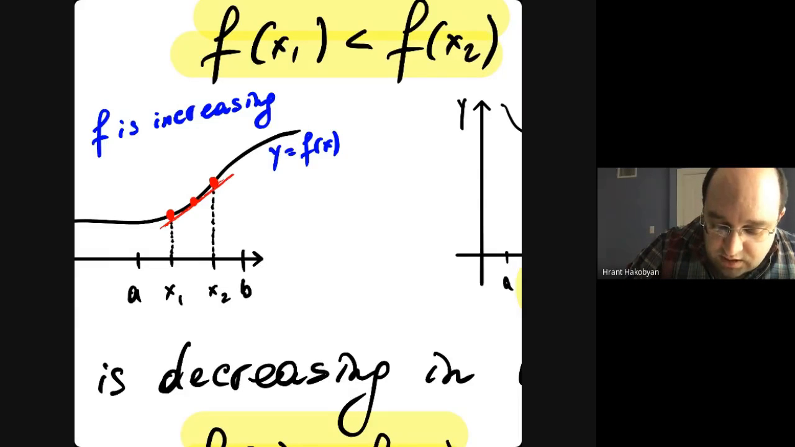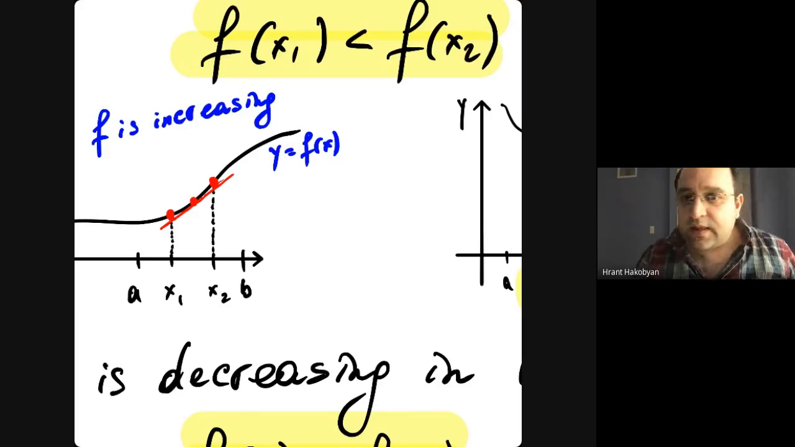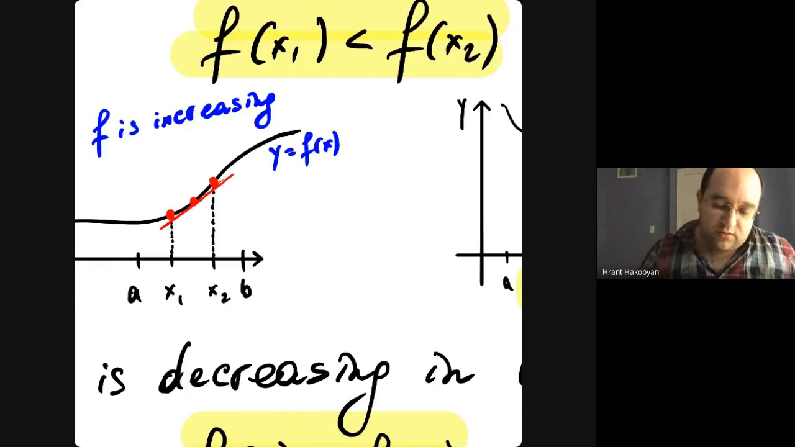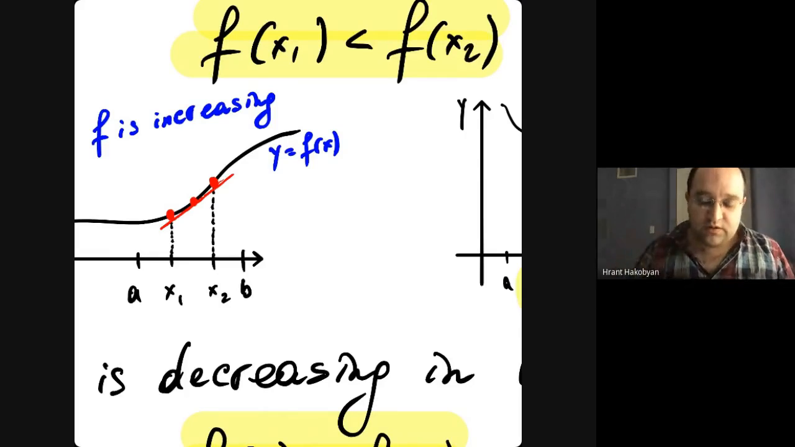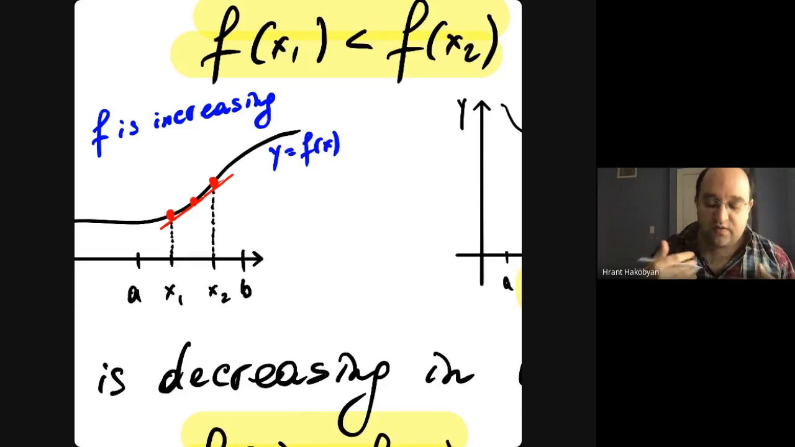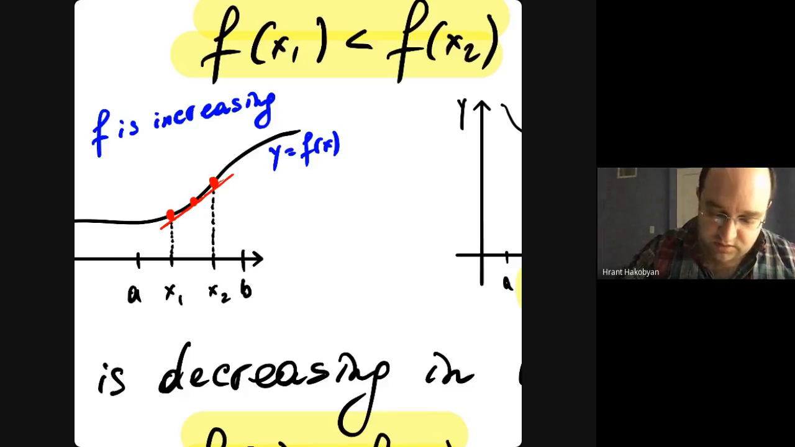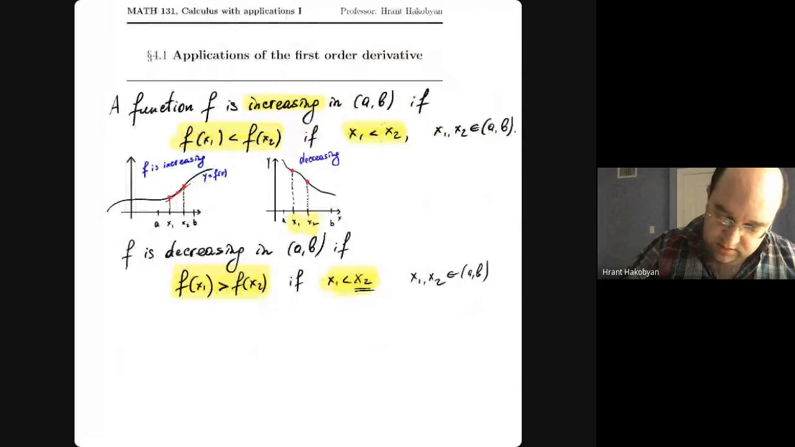And now what can I say about the tangent line at that point? Well, looking at it, it looks like the slope of the tangent line is bigger than 0, is positive. And it turns out it's equivalent to saying that it's increasing. So the function is increasing when the slope of the tangent line is positive, which is the same thing as saying that the derivative is positive. Let me just write it here.